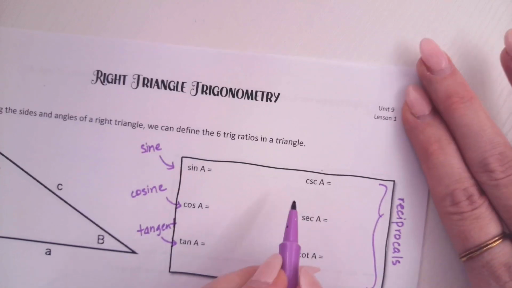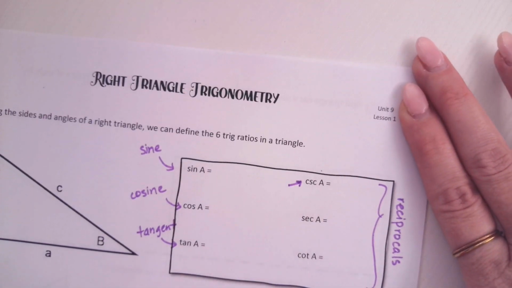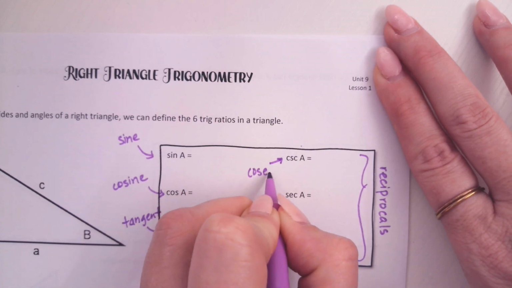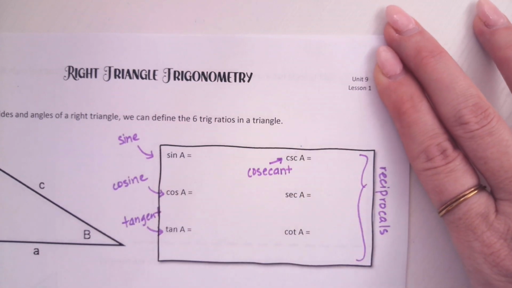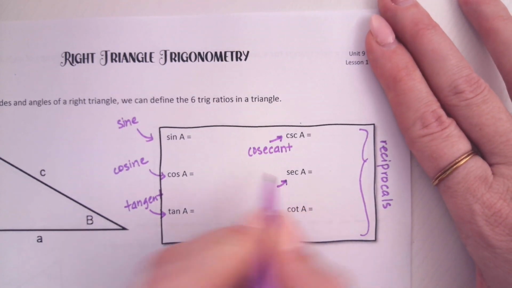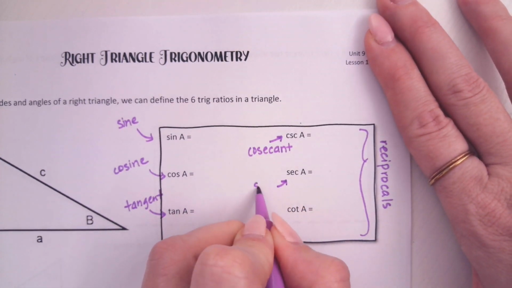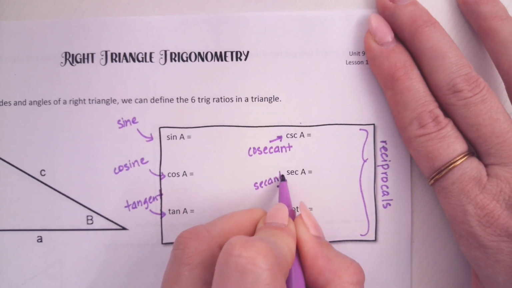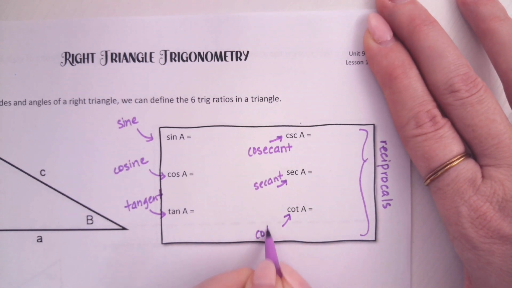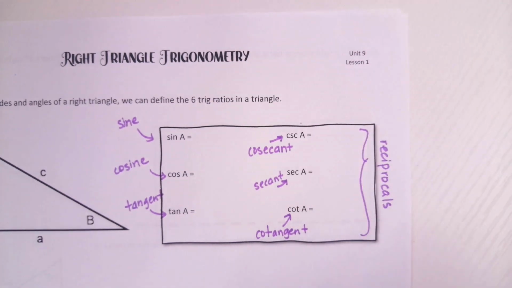Reciprocals. Okay. The CSC, its full name is cosecant. The SEC is just secant, no co. Secant. And then COT is, what do y'all think it is? Cotangent? Cotangent, yes. Cotangent is its full name.